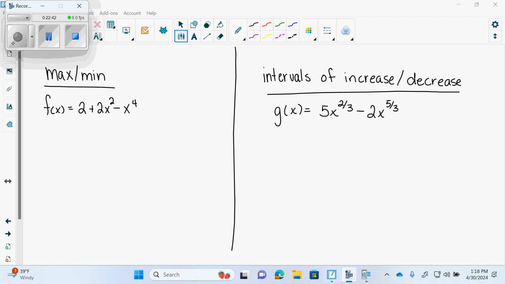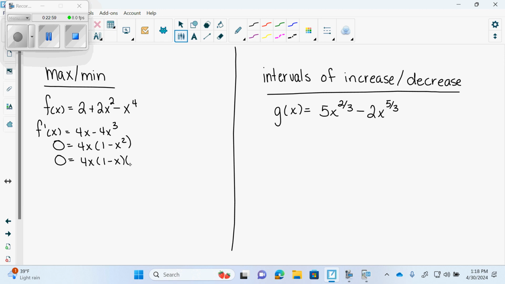So here we have f prime of x equals 4x minus 4x cubed. 0 equals 4x times (1 minus x squared), so 0 equals 4x(1 minus x)(1 plus x). So my critical numbers are x equals 0 and plus or minus 1. Then I need to find my second derivative, so I can run my second derivative test. So it's 4 minus 12x squared.